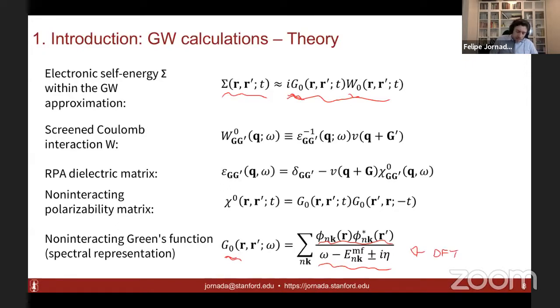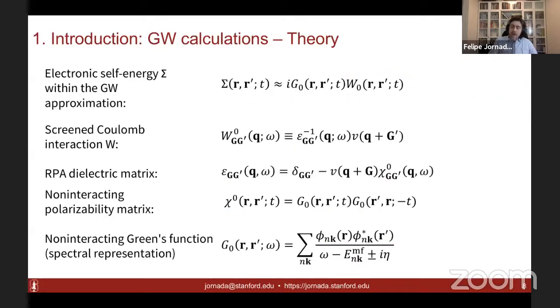And the second term that we have is the screened Coulomb interaction W. The screened Coulomb interaction W can be written as a product of the inverse dielectric matrix epsilon by the Coulomb potential V. Within RPA, this dielectric matrix can be written in terms of the polarizability, and this polarizability can be written in terms of the Green's function like this.